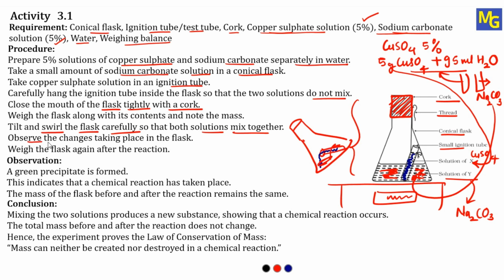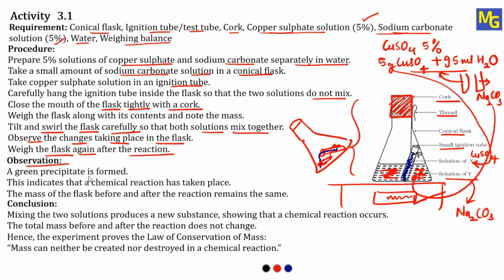Now, observe the changes taking place in the flask. Once both the chemicals get mixed, we have to observe what changes take place in this conical flask. Weigh the flask again after the reaction. Now, after some time, all the chemicals have reacted with each other. Take the conical flask, again keep it on the weighing machine and note down the weight. We already weighed at the starting before mixing, and now after mixing we have to note down the weight.